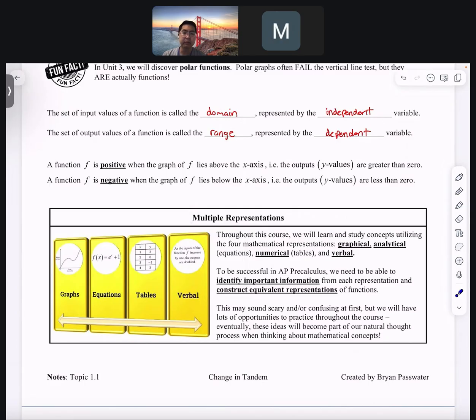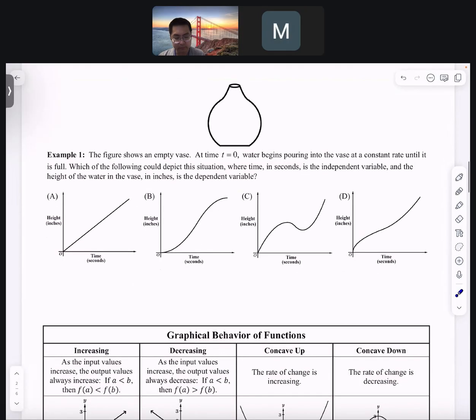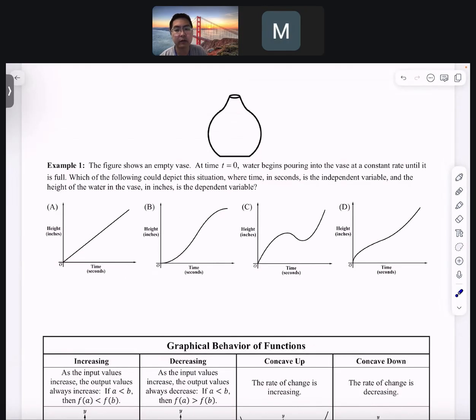We're going to be going through multiple representations, whether graphically, analytically, numerically, or verbally. To be successful on the AP exam, you have to know how to go from each one and identify important information no matter what representation you are given. For this first example, the figure shows an empty vase at time t equals 0. Water begins pouring into the vase at a constant rate until it is full. Which of the following could depict this situation, where time in seconds is the independent variable and the height of the water in the vase in inches is the dependent variable?